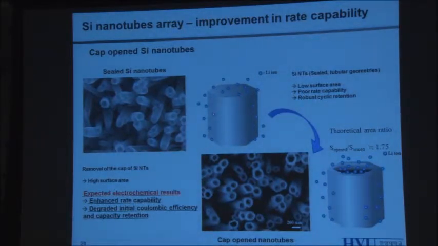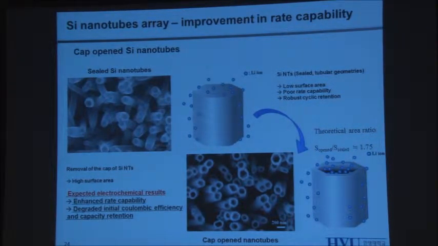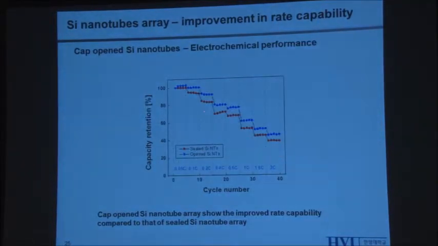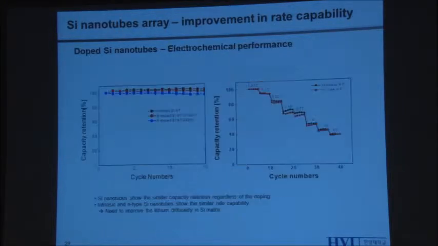The first thing is we opened the silicon nanotube. When we synthesize this silicon material, it is a closed material. We simply opened it, and the theoretical area ratio increased by 1.75%. You can see that by opening the cap we can slightly increase the rate capability, but not much. We also doped with boron and phosphorus, and you can see that the electron conductivity increased. But with the doping, we could not achieve much improvement of rate capability, even though we increased the electron conductivity.